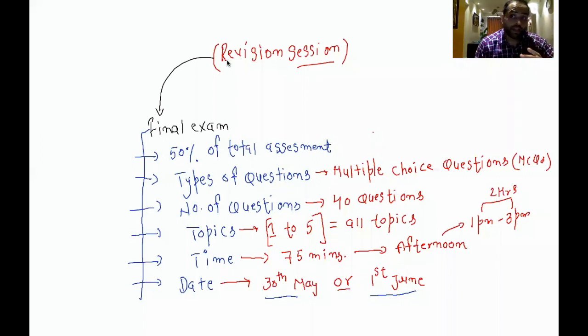But remember, if these 2 dates do not suit, your exam will be after these 2 dates. I will not propose any other day before the 30th or the 1st. If the department asks me to give another day, that will be after the 1st of June, not before the 1st or before the 30th of May. So we have to wait for the department.